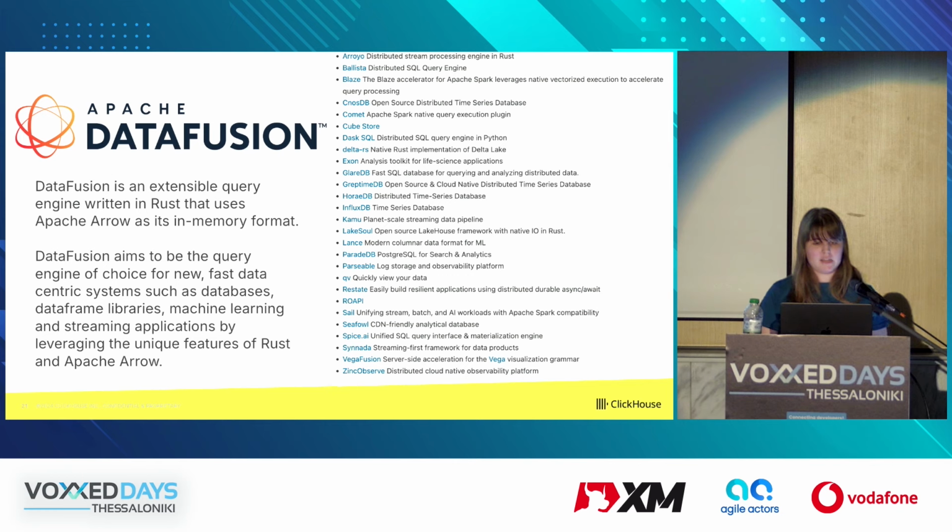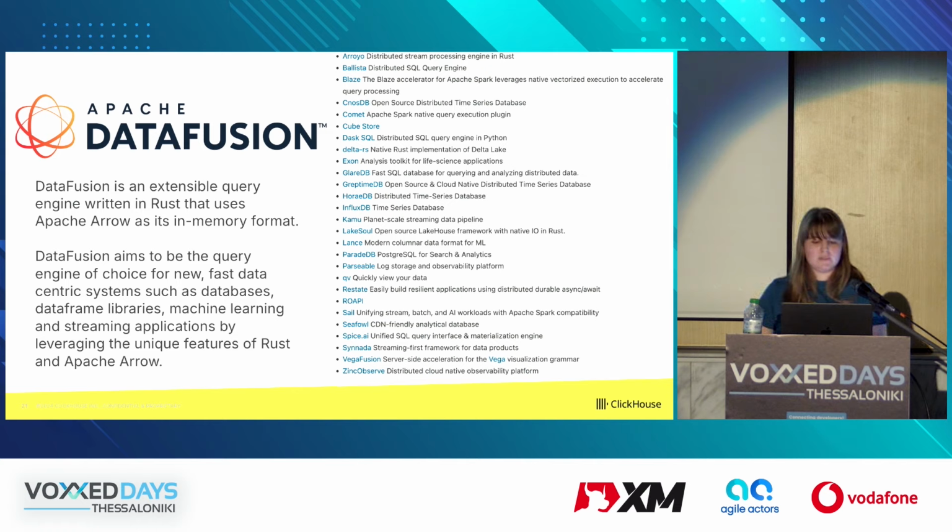Something else I can't ignore to mention is Apache DataFusion. This is a project that is an extensible query engine written in Rust that uses Apache Arrow as its in-memory format. So it's truly taking advantage of Arrow as an under-the-hood format, because it aims to be the query engine of choice for new, fast, data-centric systems such as databases, data frame libraries, and just in general applications leveraging the unique features of Rust and Apache Arrow.